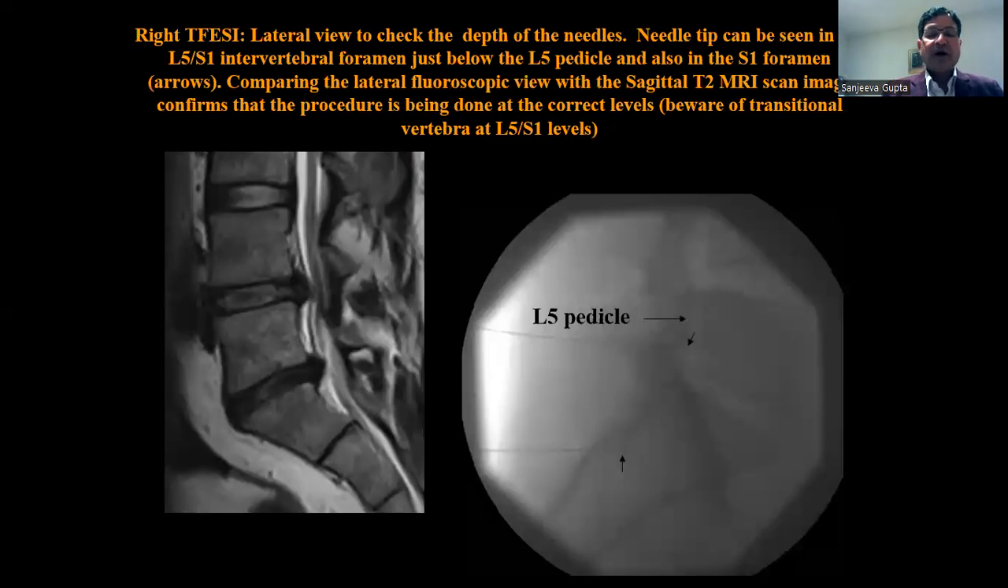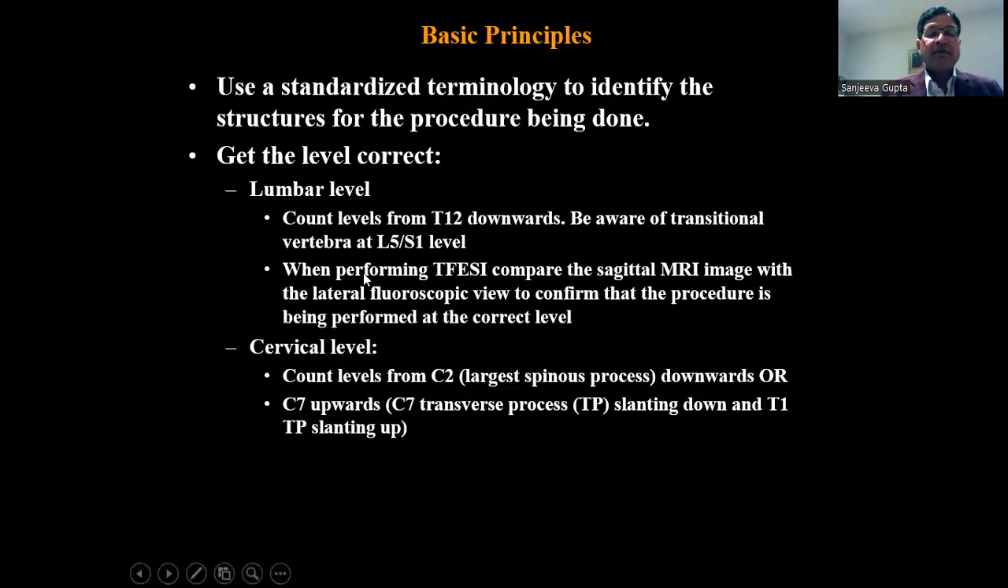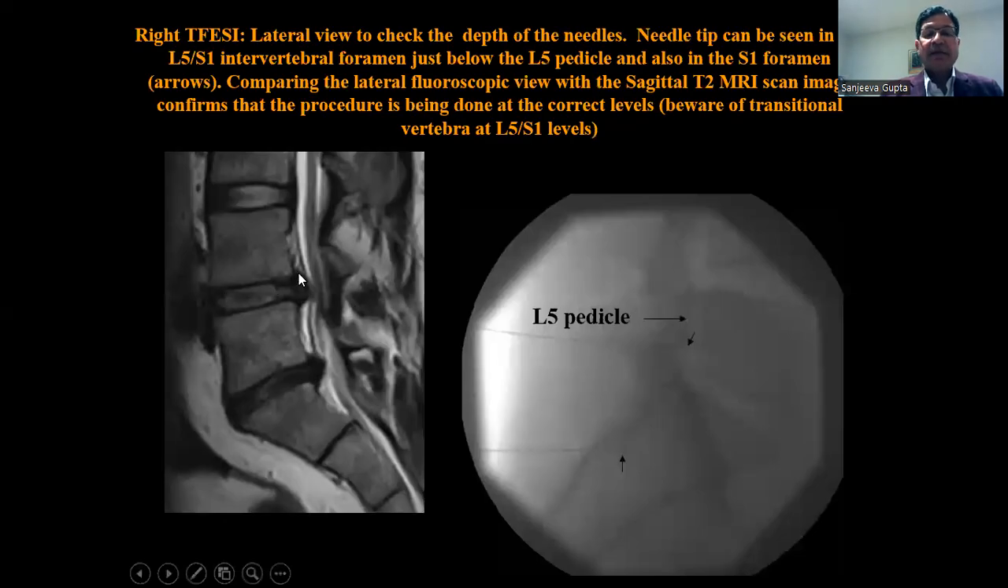Now, I was talking to you about the fact that when performing spinal transforaminal epidural steroid injections, compare the sagittal MRI scan image with the lateral fluoroscopic image. This is an example here. You can see here there is a bulge at the L4-5 level, and the L5 nerve root is getting compressed in the L4-5 recess, L5 nerve getting compressed, and at the L5-S1 level, the S1 nerve root is getting compressed.